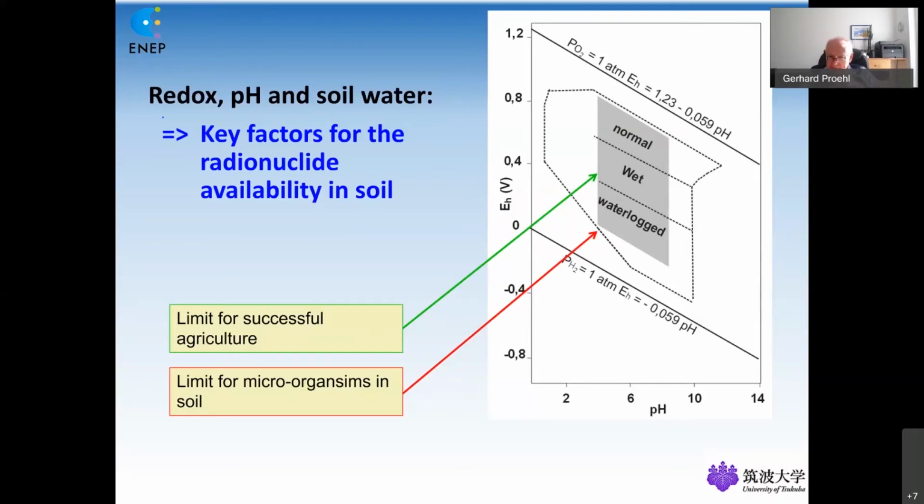In this graph, you see the pH on the x-axis and the redox potential Eh in volts. And the gray area represents the limits, so to say, for successful agriculture. If you are beyond these limits, plant growth is very much reduced and it's very difficult and not sustainable. Of course, again, rice is an exception, because rice grows on waterlogged soils. And the dashed line is a limit for microorganisms in soil. So this illustrates that agriculture only happens within certain limits.